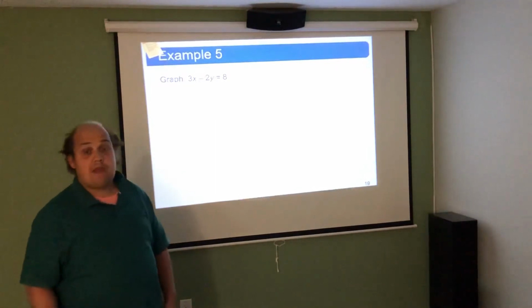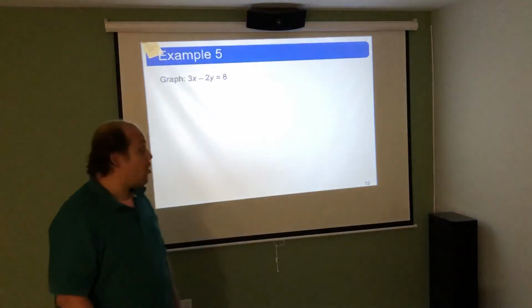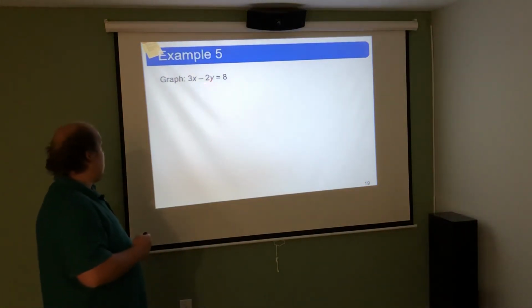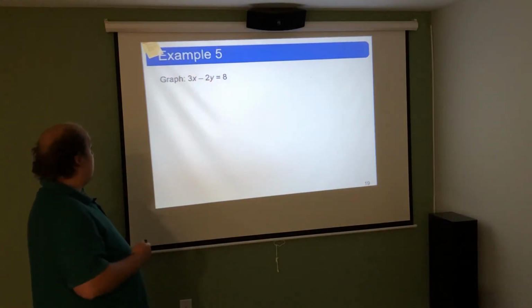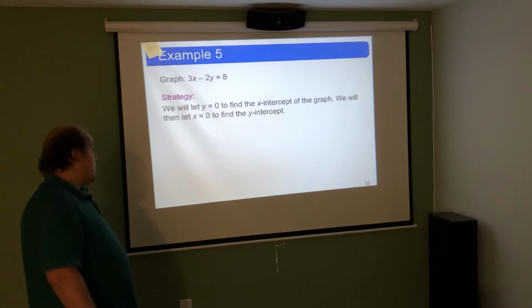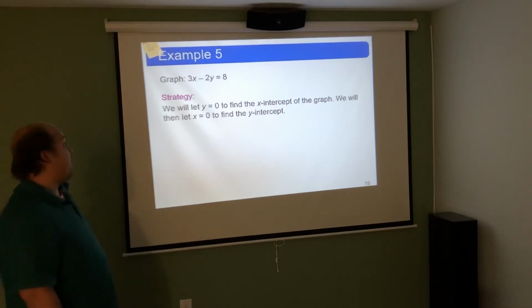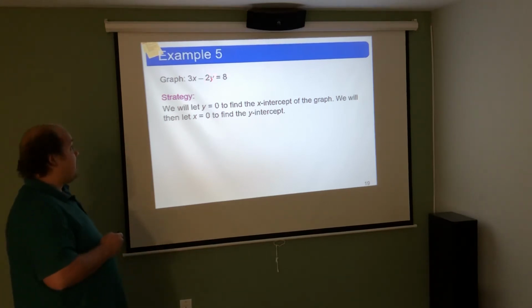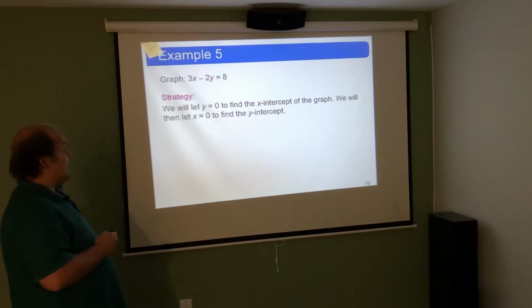If I wanted to graph this by the intercept method, I would start by plugging in a 0 for y. So we're going to let y equal 0 to find the x-intercept of the graph. We'll then let x equal 0 to find the y-intercept. If I plug in 0 for y here, negative 2 times 0 gives me 0, so this term goes away, and I'm just left with 3x equals 8.